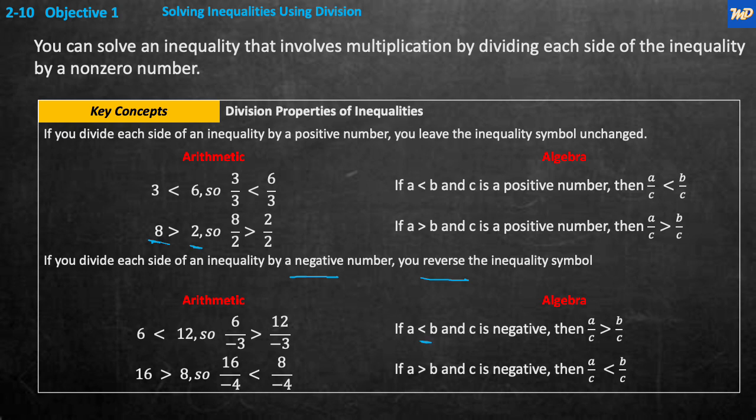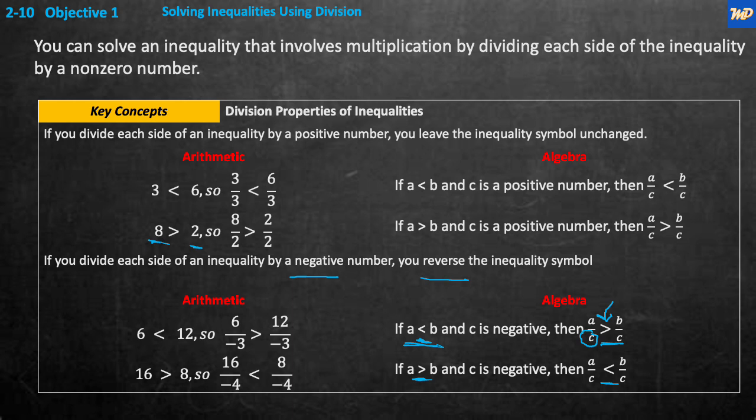So we started off with A less than B, but since we're dividing by a negative number, C is negative right here, the inequality sign reversed. You see it? At first we had A less than B. Now it's A divided by C is greater than B divided by C. So the inequality flipped. So that's the same thing. If A is greater than B and C is negative, then A divided by C is less than B divided by C. Again, you are greater than here and you're less than here. You have to flip the sign.